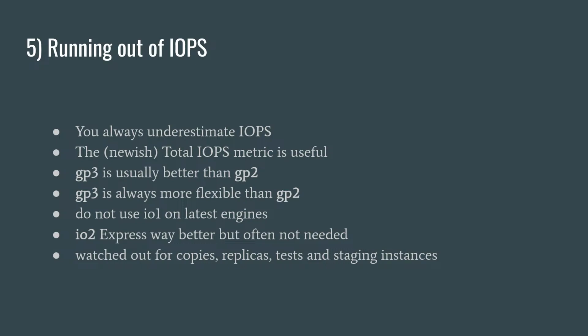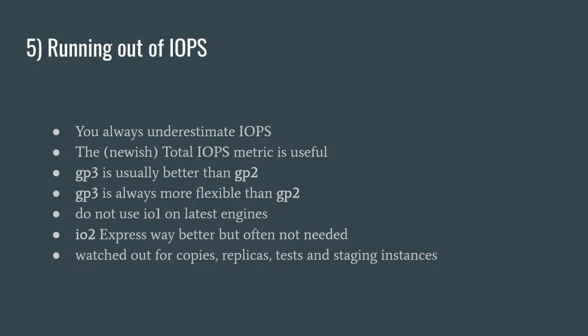And how do you measure it? Well, there's a total IOPS metric that has been there for a few years. That didn't used to be there. Keep that one in mind. But what's the value? Well, GP3 is usually better than GP2.